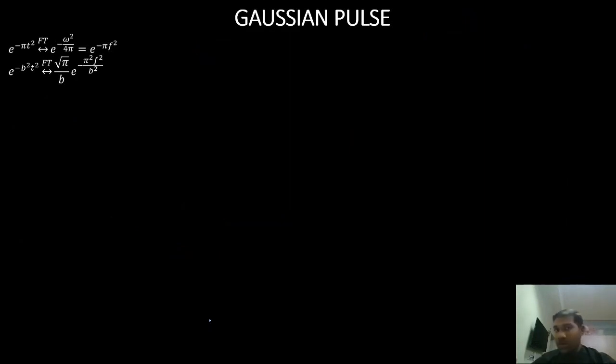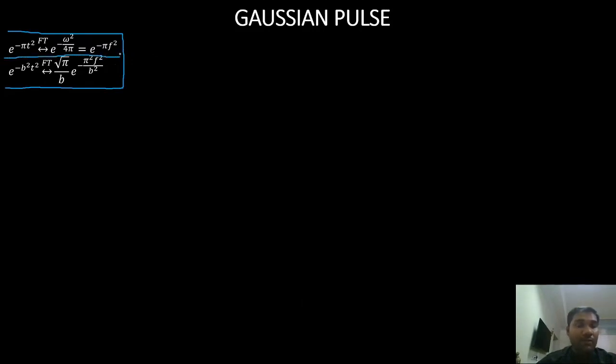Now the next one is the Gaussian pulse. You can try this as practice using the analysis equation. We will do one, and the other one you can try and practice. So let me try the first equation, the Fourier transform pair. So e power minus pi t square. For that we have to find the Fourier transform.